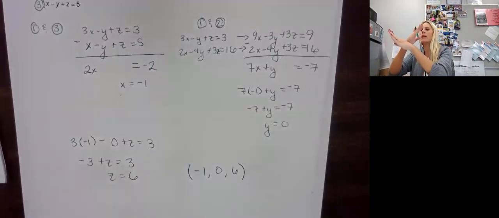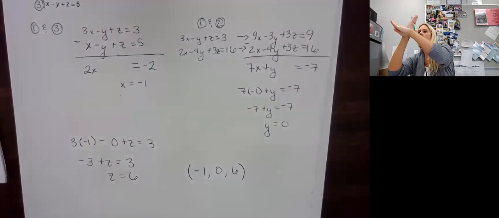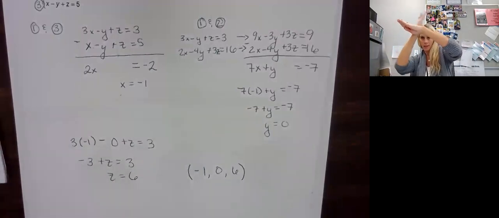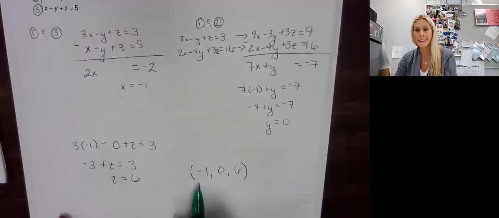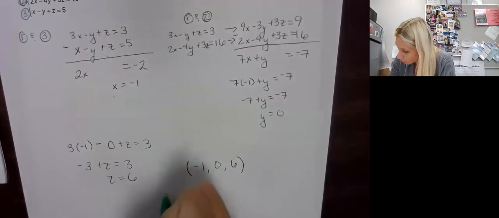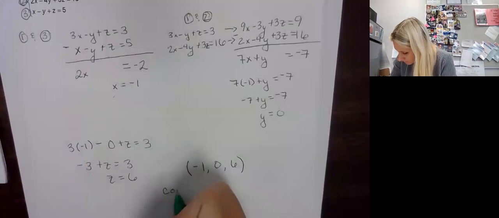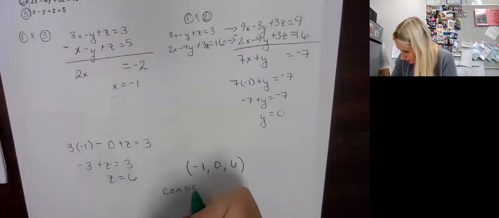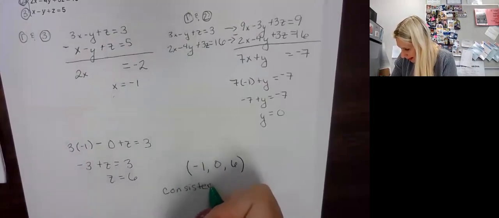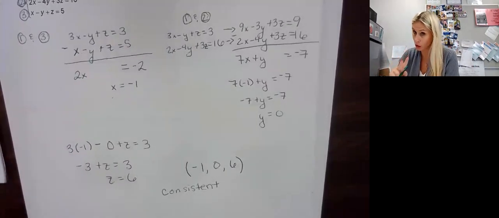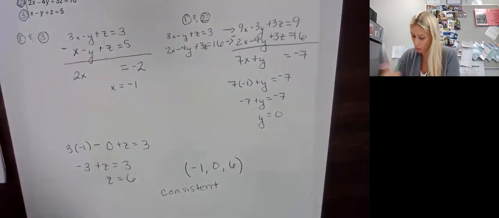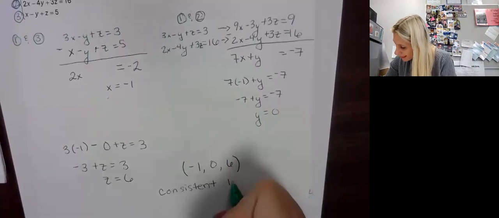Okay, it would almost be like your planes intersect at that point. So what does that mean? It means there's a single solution, so it's consistent. And remember, there's two answers for consistent. And because it's only one single solution, it's independent.